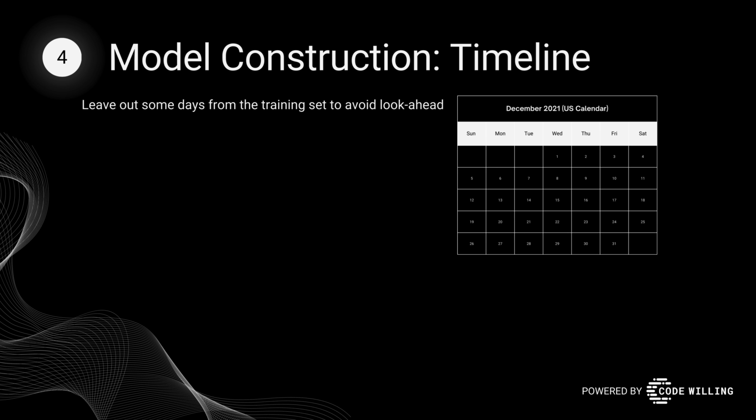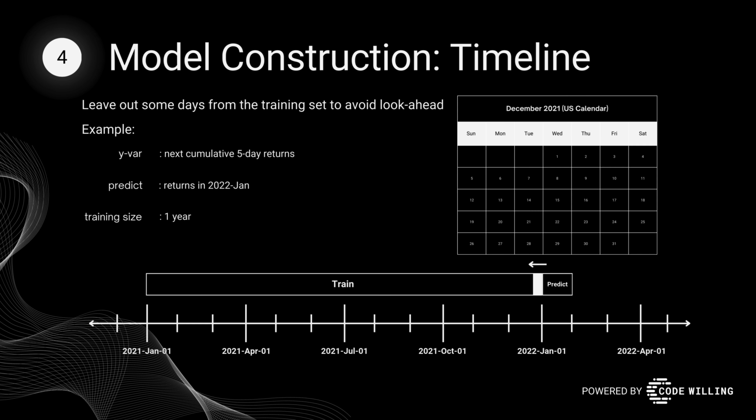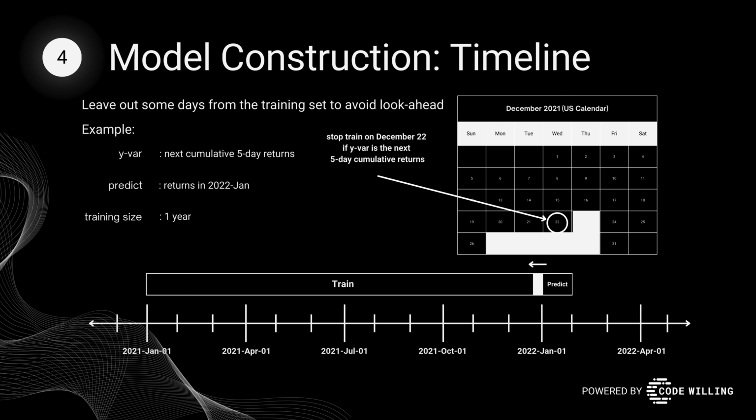But since we want to predict future returns, we must also leave out a few trading days at the end of the training period. For example, if we're predicting the next 5-day cumulative returns, we need to skip the last 5 trading days of December 2021. We exclude the last 5 trading days, which is December 30th down to December 23rd. Hence, our actual training period ends on December 22nd, 2021.